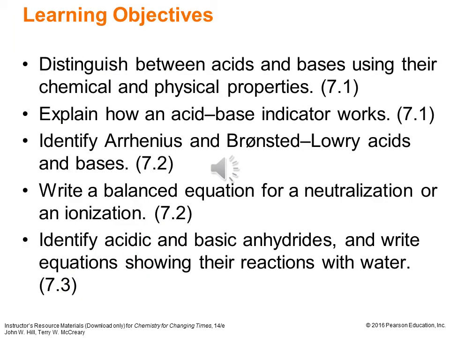Starting off with our learning objectives, obviously we'll need to distinguish between acids and bases here, and we'll use chemical and physical properties to do so. We'll explain how an acid-base indicator works, and then identify Arrhenius and Bronsted-Lowry acids and bases. We'll note the similarities and differences between those two definitions of acid and base chemistry. We'll write a balanced equation for a neutralization or an ionization reaction. And we'll identify acidic and basic anhydrides and write equations showing their reactions with water.